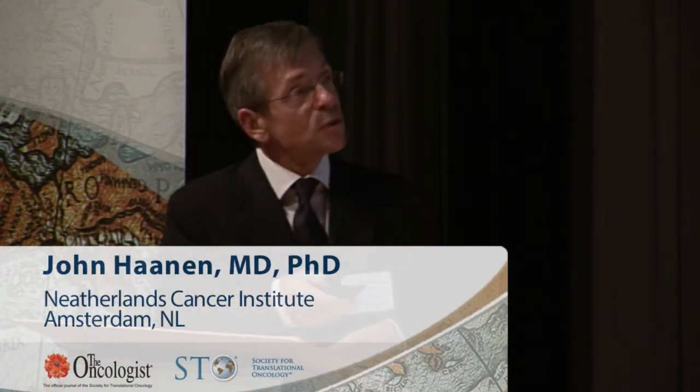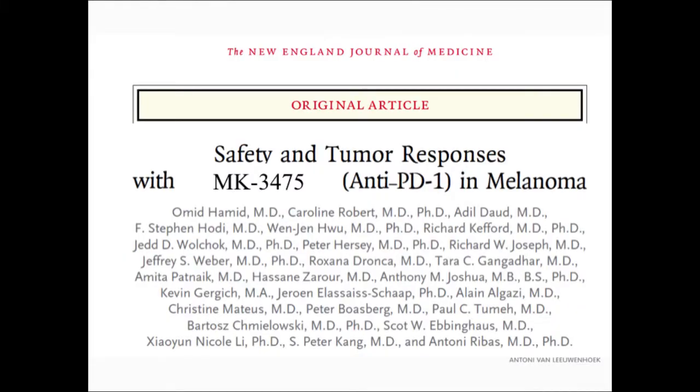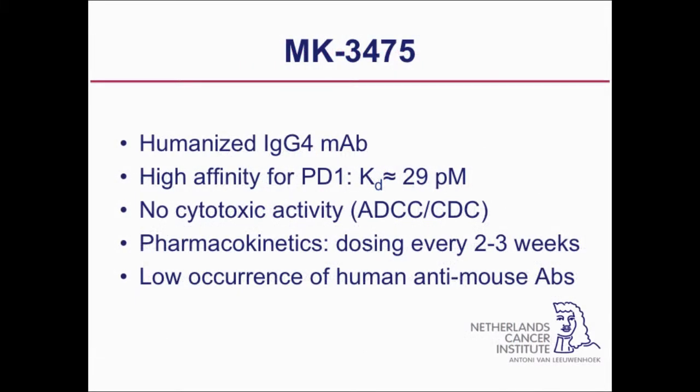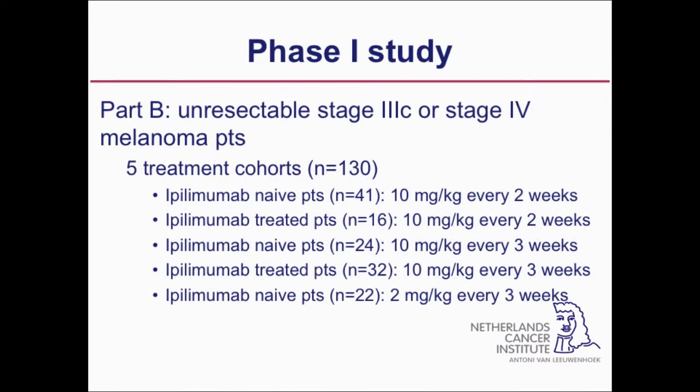The second study I would like to present is a study with another antibody, the MK3475 from Merck. This is also a humanized IgG4 monoclonal antibody with high affinity for PD1 and no cytotoxic activity. So these antibodies were chosen not to induce ADCC and CDC, and with the pharmacokinetics of dosing every 2 to 3 weeks. So again, here were several dose cohorts, in total 130 patients, either EP naive or EP treated in different doses, so 10 milligrams per kg every 2 weeks, every 3 weeks, or 2 milligrams per kilogram every 3 weeks.